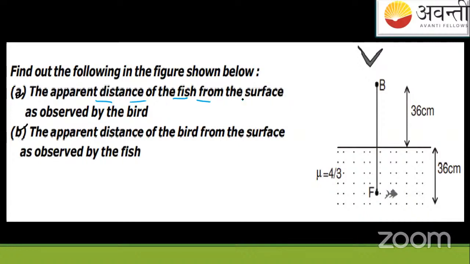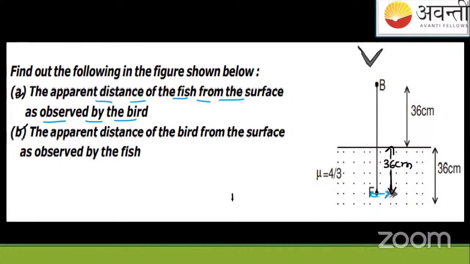The apparent distance of the fish from the surface as observed by the bird. वो कितना है? Apparent distance of the fish observed from the surface by the bird, कितना हो? See, we know this thing. The real depth is given here. If you observe this, the real depth is 36 centimeter.